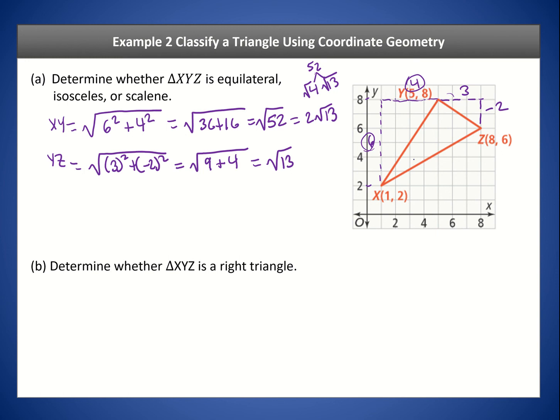Now finally we'll do xz. So let's do the run. Count the spaces, 1, 2, 3, 4, 5, 6, 7 spaces to the right. Then do the vertical, 1, 2, 3, 4 spaces up. So it's going to be xz equals the square root of the run squared plus the rise squared. We got the square root of 49. 7 times 7 is 49. 4 times 4 is 16. We got square root of 49 plus 16. 49 plus 16 is 65.